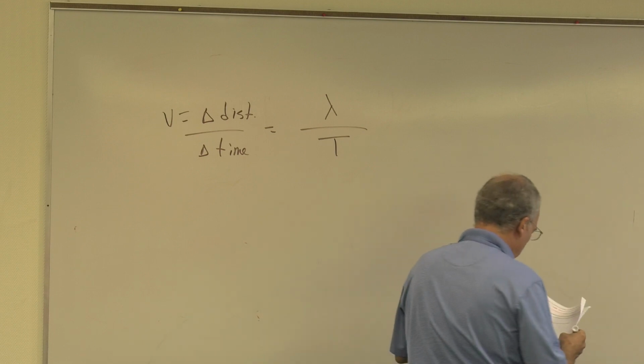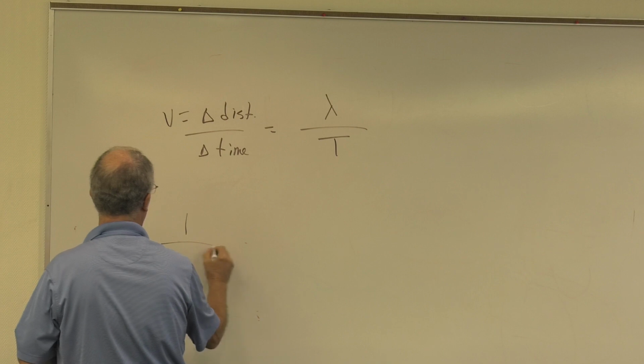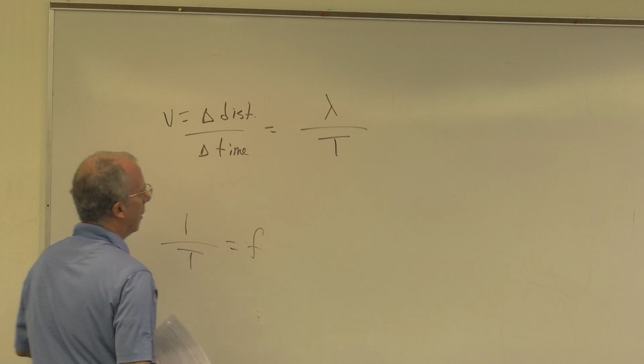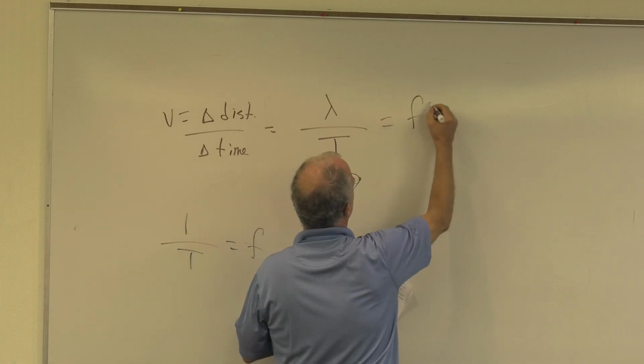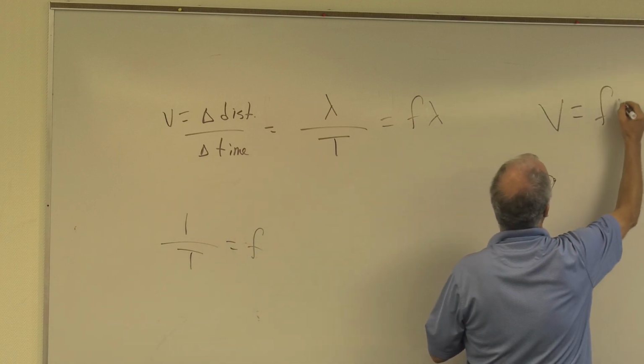Okay? So therefore, but what's 1 over the period? What's 1 over the period? That's frequency. So I can just say this is F lambda. So here's the equation. Velocity equals F lambda.